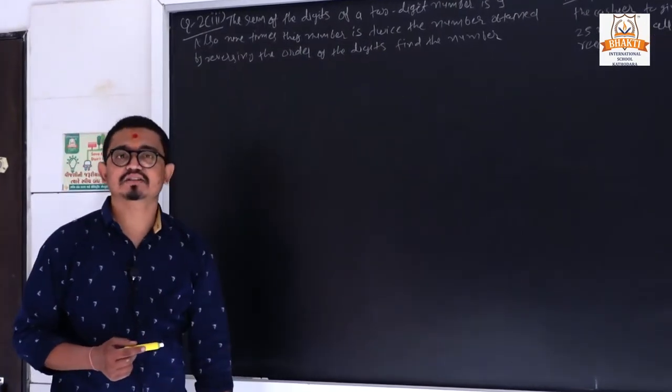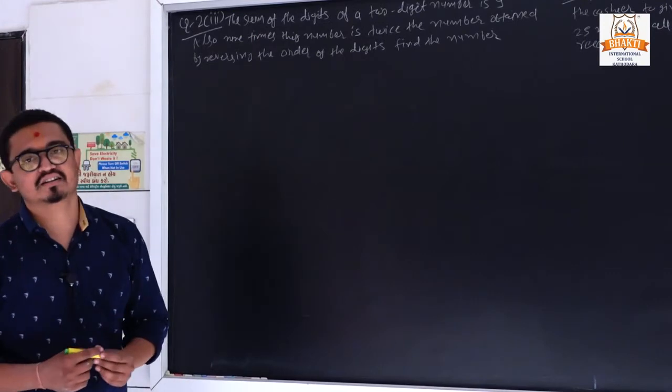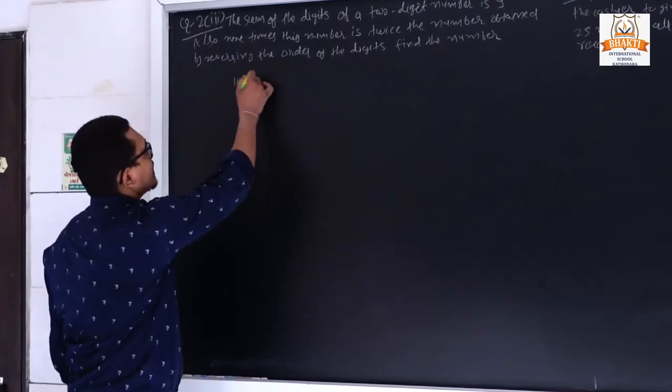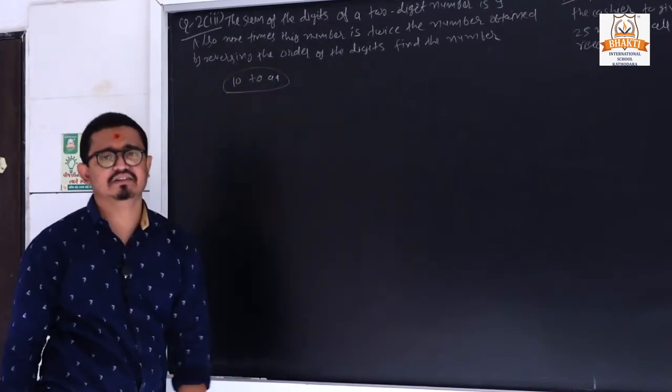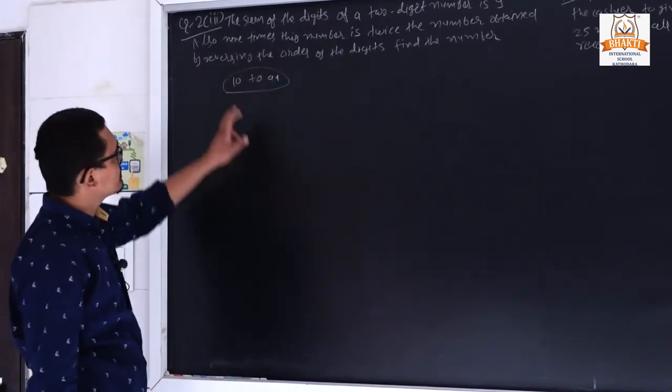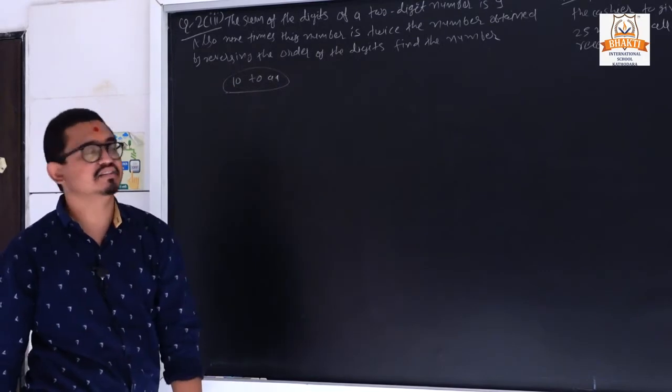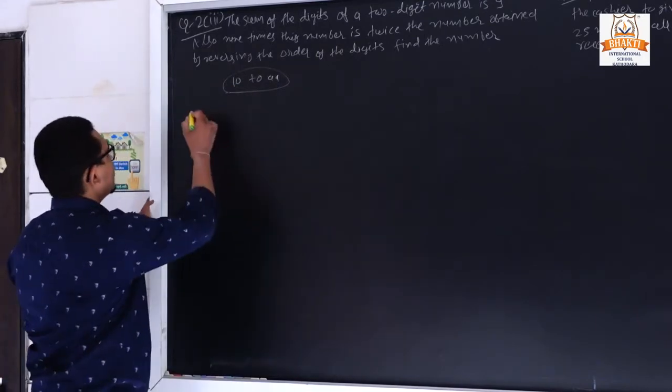It means what? We have a 2-digit number. So a 2-digit number starts from 10 to 99. So we have a number between 10 to 99, any of the numbers. And the sum of the 2 digits is 9. It is given. So we can start like that.